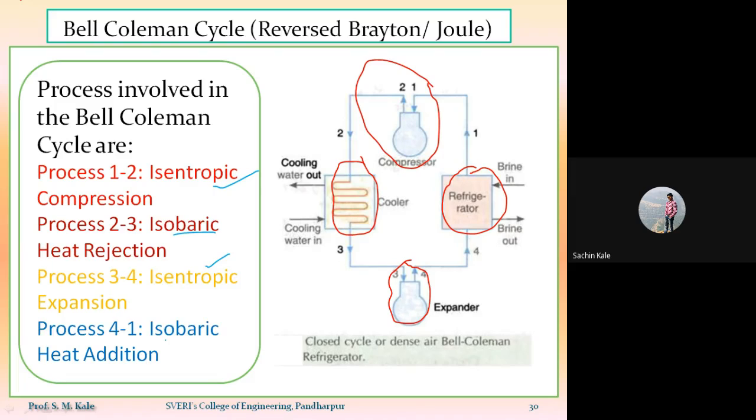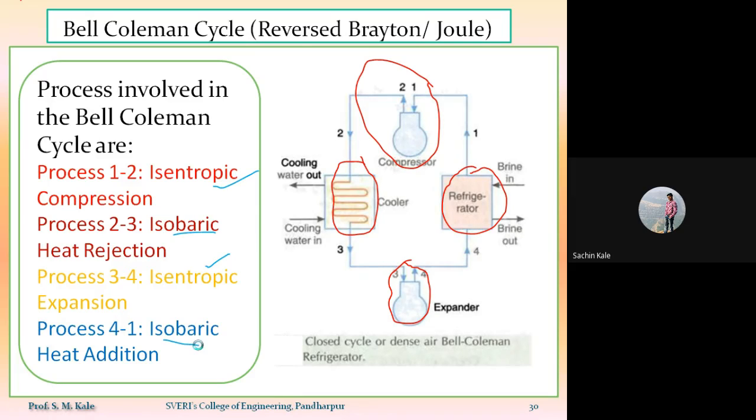The fourth process was the isothermal expansion heat addition process in case of reverse Carnot, but in case of Bell-Coleman we are converting that isothermal process into an isobaric process. So if we replace the isothermal processes by isobaric processes, then the reverse Carnot cycle will become a Bell-Coleman cycle.